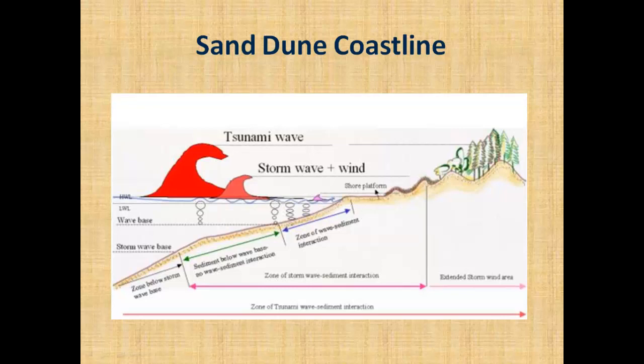And like we were saying, in major events also, these dunes act as a barrier to what's behind the coastline. So it also protects whatever's behind the coastline, these dunes. So sand dunes and vegetation are the best natural protective measure against floods and tsunamis.